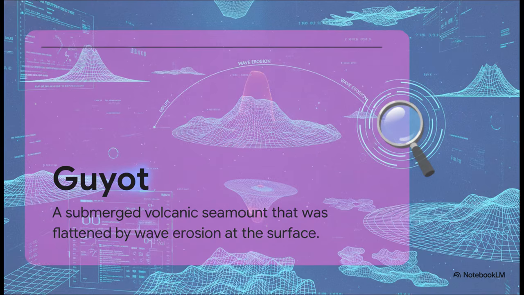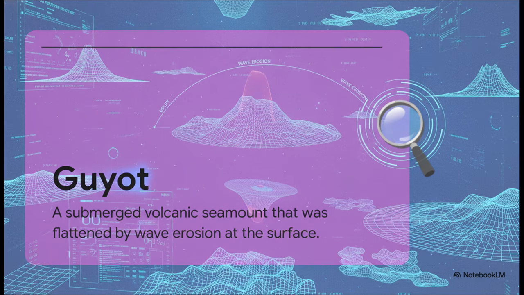Now, among those underwater mountains is this really fascinating geological quirk known as a guyot. A guyot is a submerged volcanic seamount, but it has a perfectly flat top. So how on earth does an underwater volcano get a flat top?